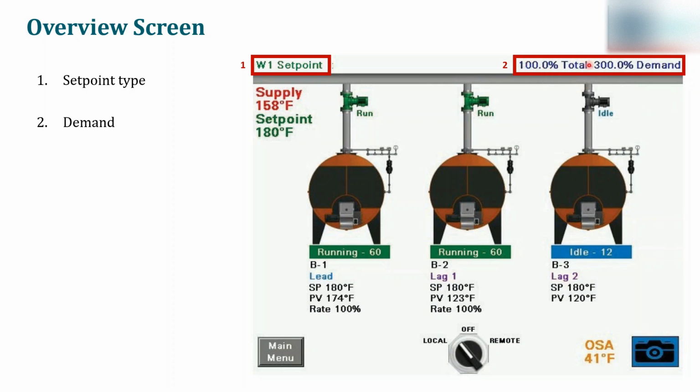This 100% total number here is a system capacity. So it's telling us it's trying to use 100% of the system capacity, which is equal to 300% demand.